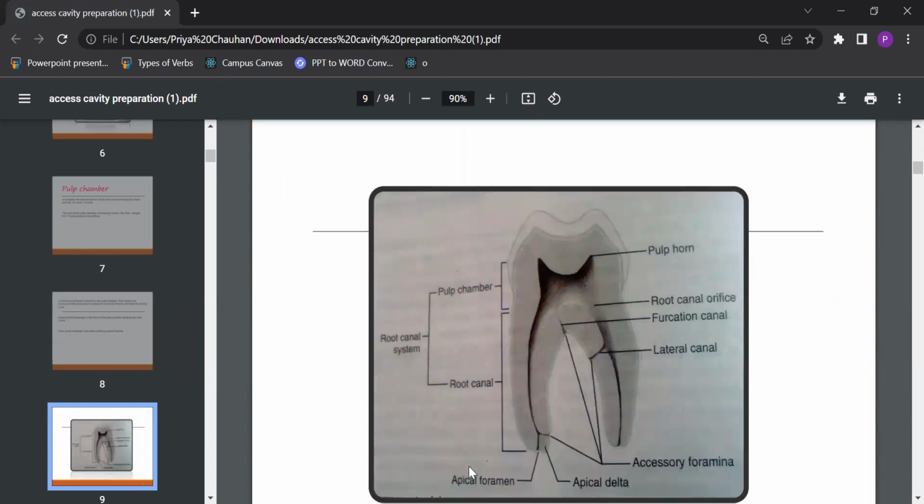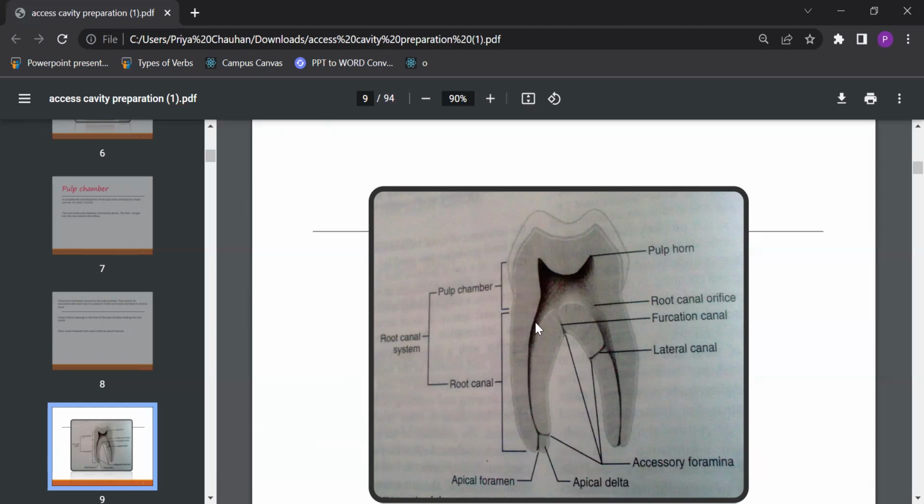See the diagram. This is pulp horn. Next, this is root canal orifices. This one is furcation canal. This one is lateral canal. And this one is our apical foramen, and this one is apical delta. This is accessory foramina. So the root canal system consists of pulp chamber and root canals.